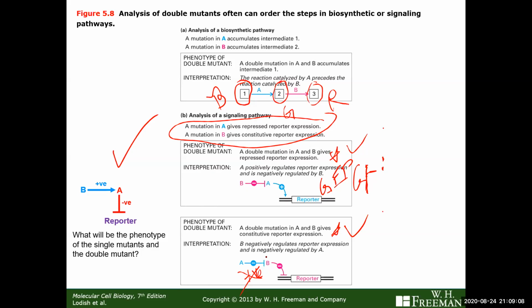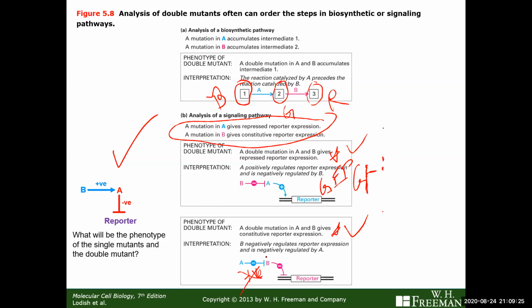But if you mutate A, then that negative regulation on B is gone. So now B will be expressed. And if B is expressed, then it will suppress reporter expression. So this way, it can work both ways.